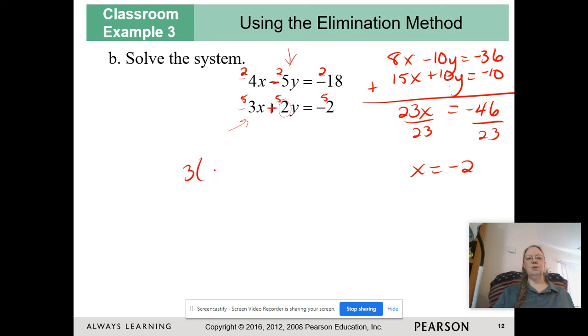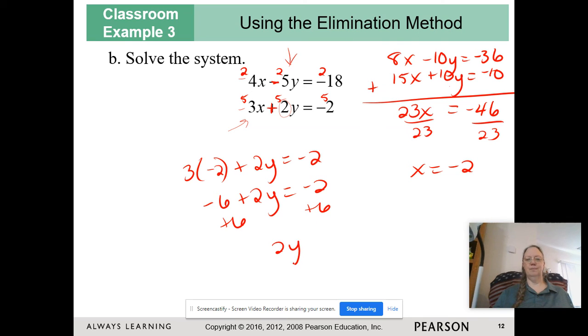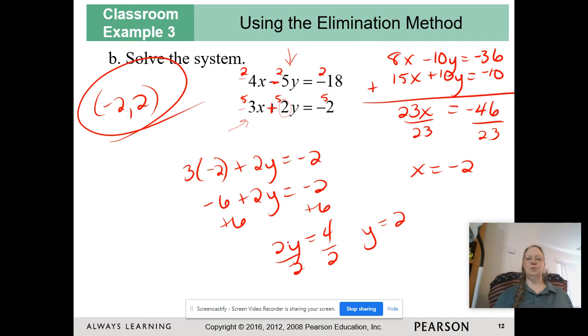So 3 plus 2y, negative 6, add 6, and divide by 2. So final answer, negative 2, 2. All right.